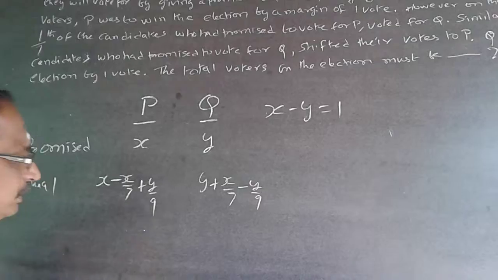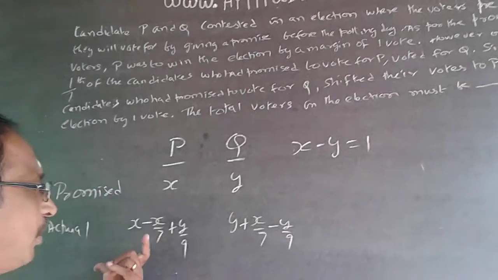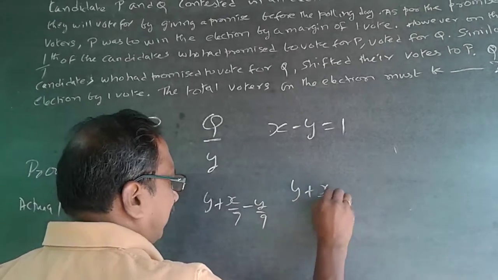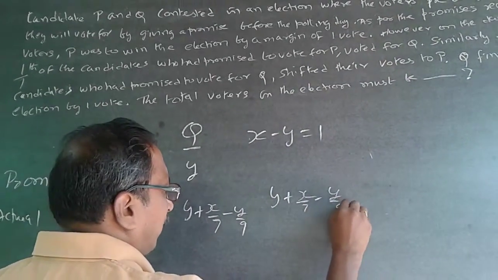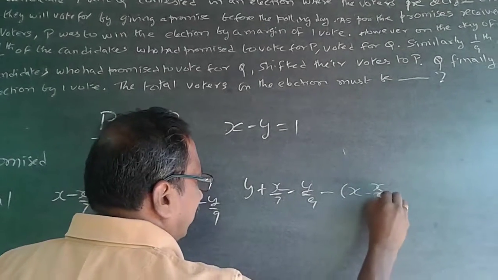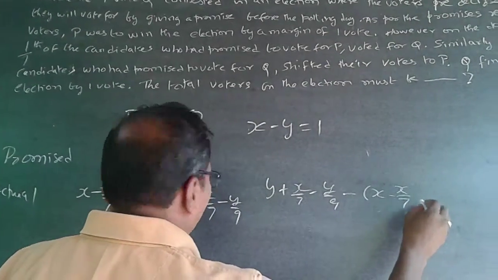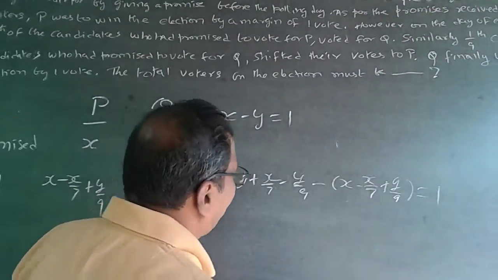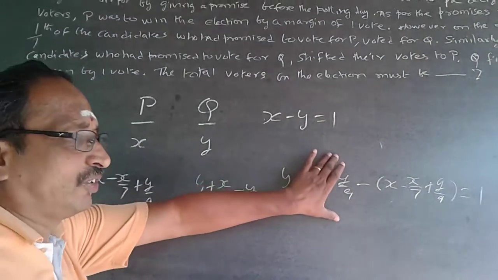Now what they say is Q won the election by 1 vote. So then it will be Y plus X by 7 minus Y by 9, minus of X minus X by 7 plus Y by 9, will be equal to 1. Now you will have to solve these two equations.